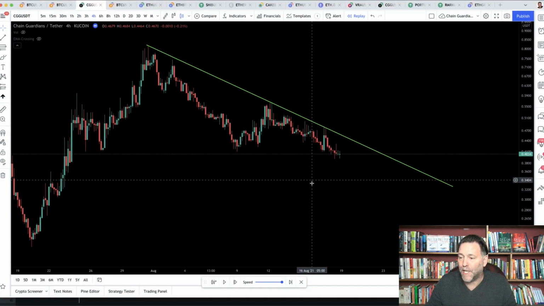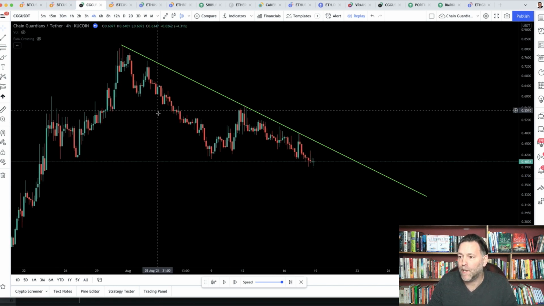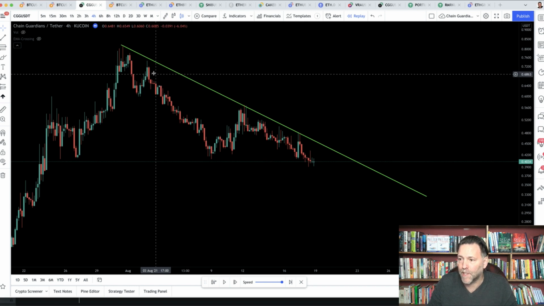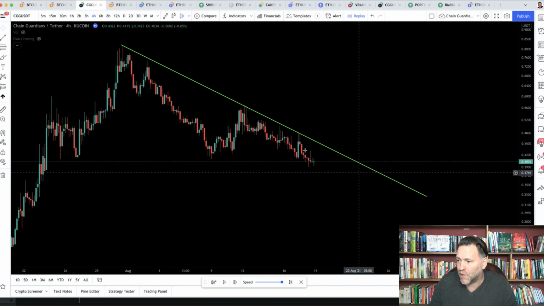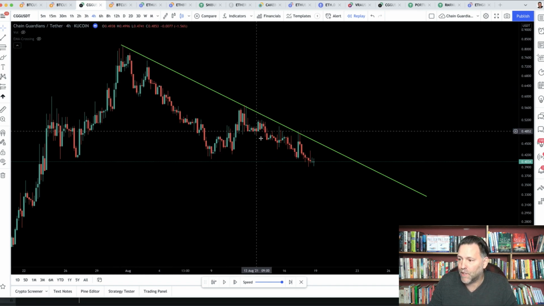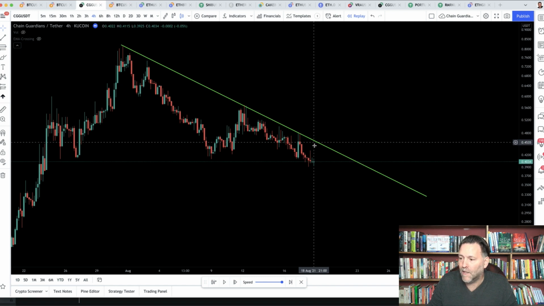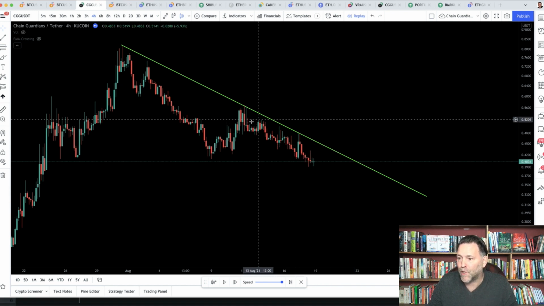So this is Chain Guardians. And Chain Guardians are another gaming token. They're going to do absolutely fabulous over the next couple of years on the blockchain. And you can see here, again, we've got a few touch points on this downtrend. Very clear downtrend there, and we've got the touch points there. So every time it touches that, it's kind of breaking to the downside again. And it's never really broken out of that.